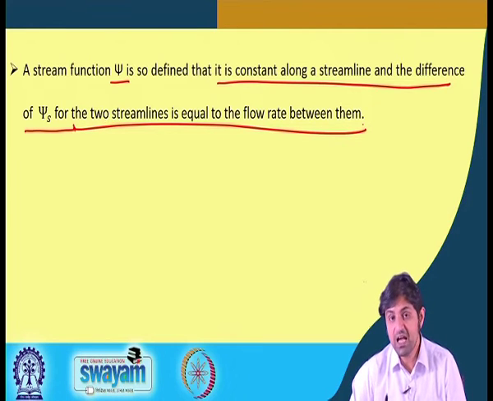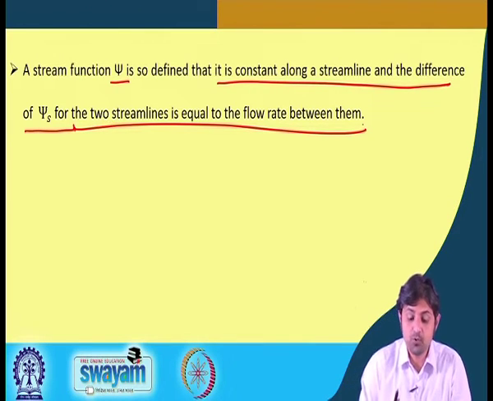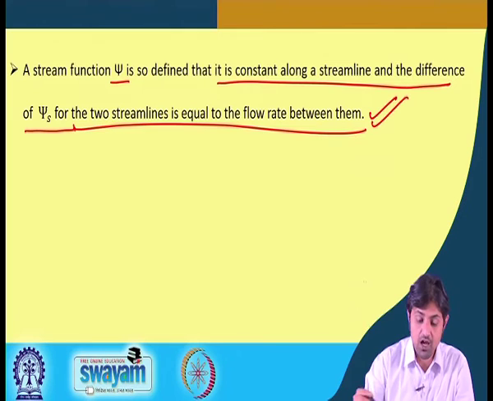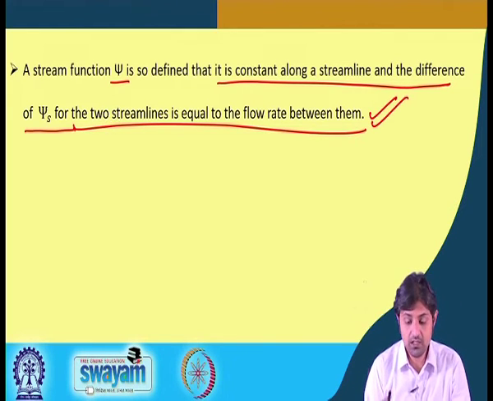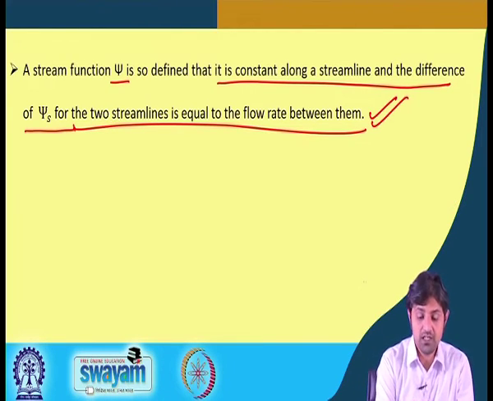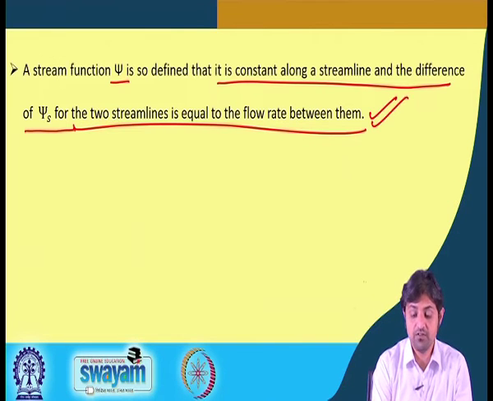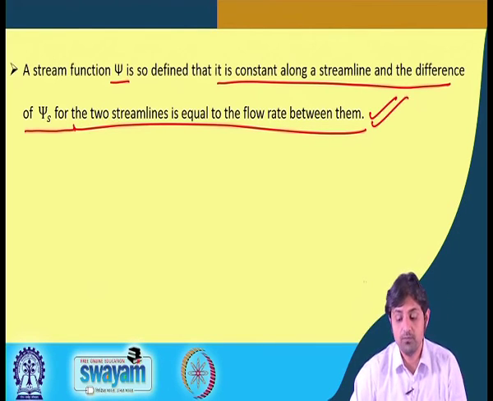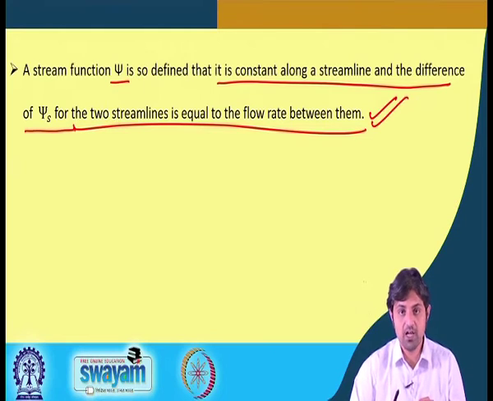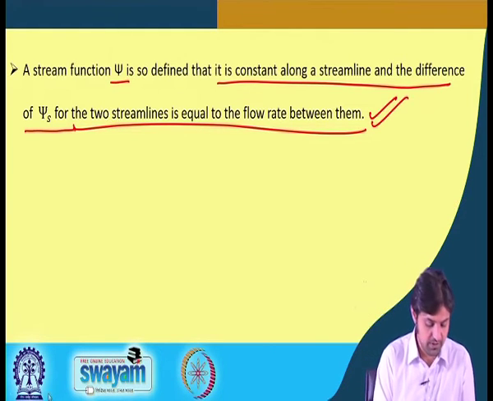We will have a lecture on viscous fluid flow where we will be deriving everything from scratch, from the equation of continuity to the Navier-Stokes equation, along with these streamlines. We will prove this there, but for now, as you studied in your fluid mechanics class, the stream function phi is defined so that it is constant along a streamline, and the difference of the stream functions for the two streamlines A and B is equal to the flow rate between them.